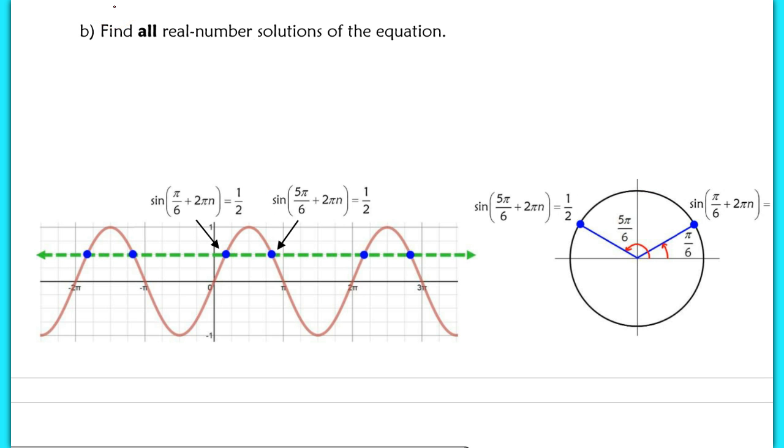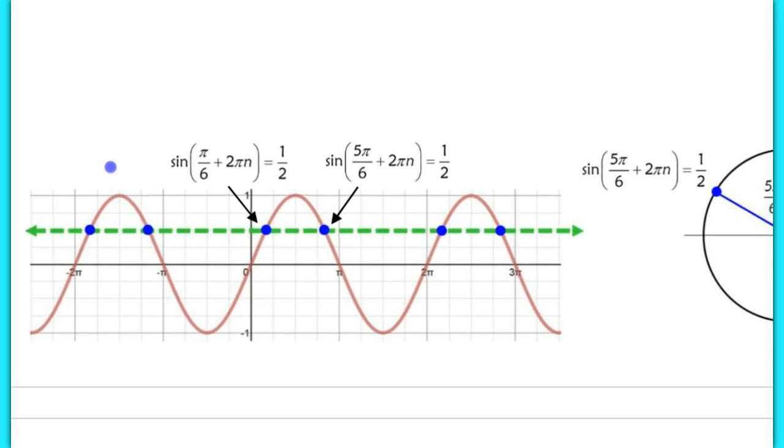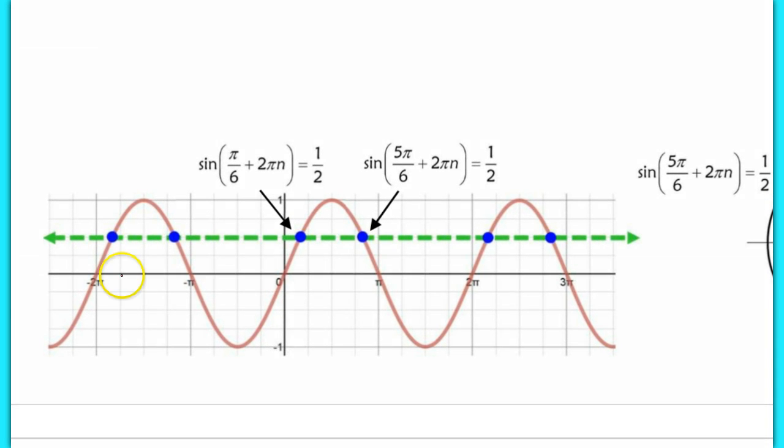Now in part B, the directions say find all real number solutions to the equation. The reason why "all" is bolded here is because if you think of this from a graphical approach, the sine function here, so this is a graph of the sine function in red, continues, and it has a domain of all real numbers.